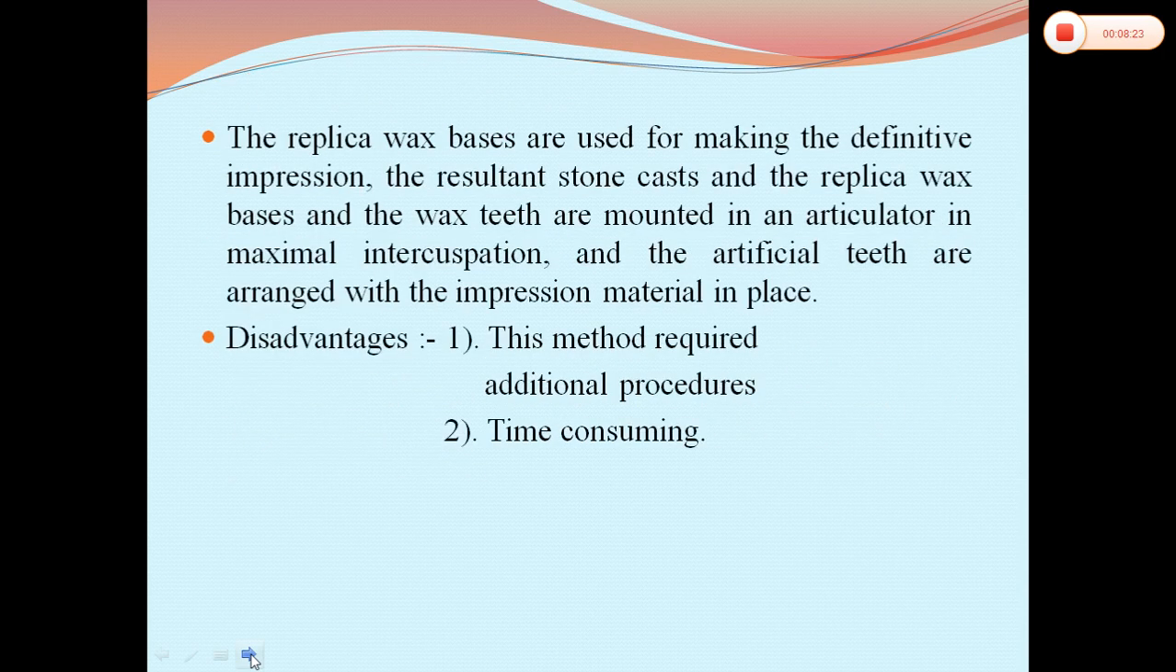The replica wax bases are used for making the definitive impression. The resultant stone cast, the replica wax bases and the wax teeth are mounted in an articulator in maximal intercuspation, and the artificial teeth are arranged with the impression material in place. The disadvantages are that this method requires additional procedures and is time consuming.